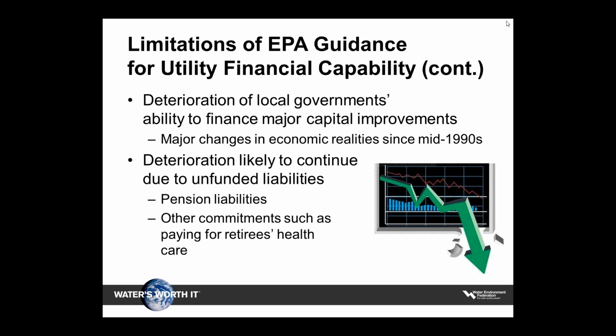It's also important to recognize that the ability of local governments to finance major capital improvements has deteriorated considerably, and basically the economic realities that were in place in the mid-90s when EPA came up with these metrics has changed quite a bit. And a lot of that's due to the financial crisis we've seen, flight from a lot of old urban centers to the suburbs, and also liabilities, unfunded liabilities in particular, that municipalities carry for pensions and so forth.